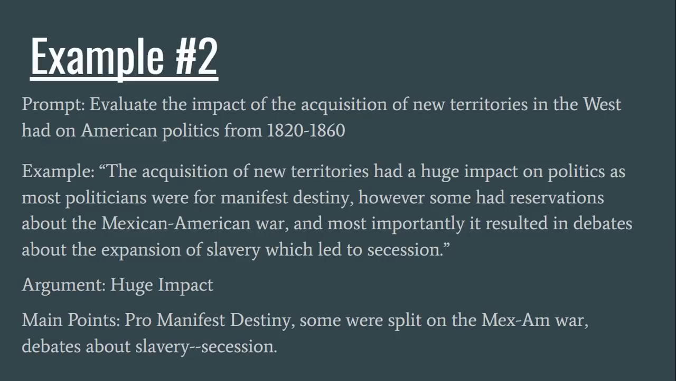Quote, the acquisition of new territories had a huge impact on politics as most politicians were for Manifest Destiny. However, some had reservations about the Mexican-American War. And most importantly, it resulted in debates about expansion of slavery, which led to secession. All right, let's move on to example number 3.